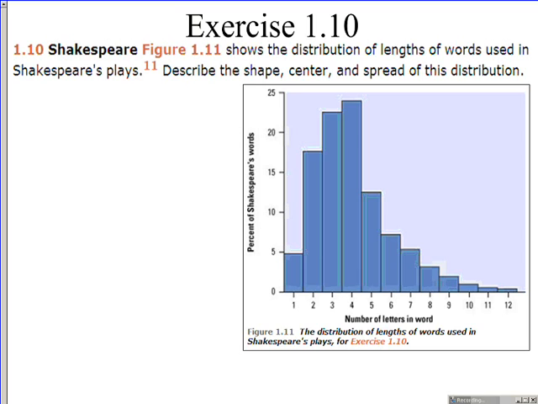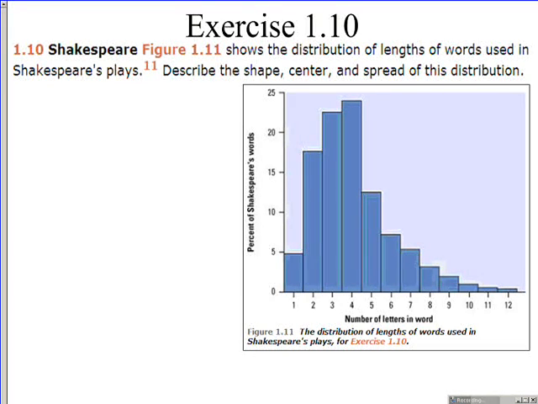Okay, this histogram shows the distribution of the lengths of words used in Shakespeare's plays. Describe the shape, center, and spread of the distribution. So again, they're telling you specifically the three things. On a test or quiz, you probably won't see that. It will probably just say describe the distribution. You need to know to use your SOCS acronym.